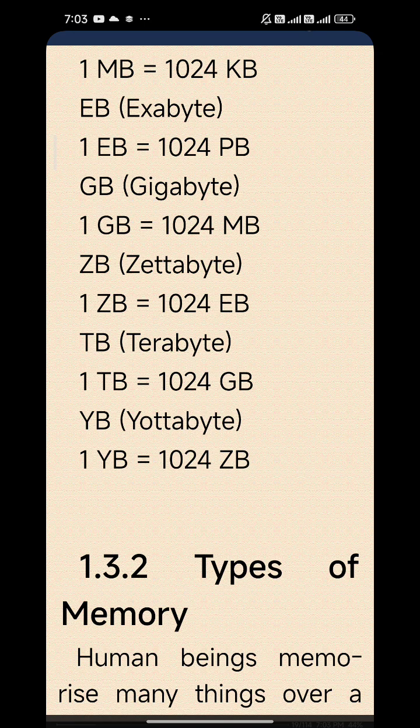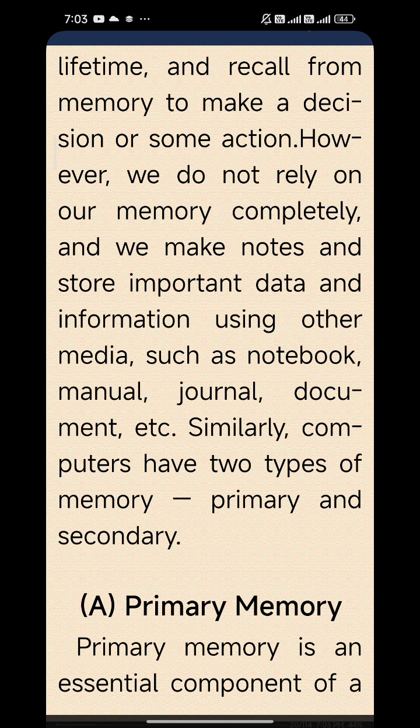1.3.2 Types of memory. Human beings memorize many things over a lifetime and recall from memory to make a decision or some action. However, we do not rely on our memory completely, and we make notes and store important data and information using other media such as notebook, manual, journal, documents, etc. Similarly, computers have two types of memory, primary and secondary.